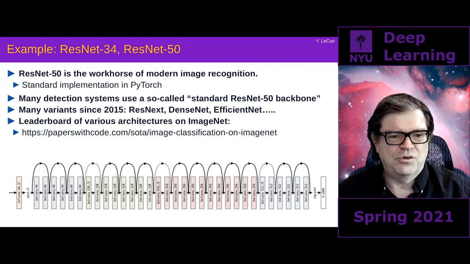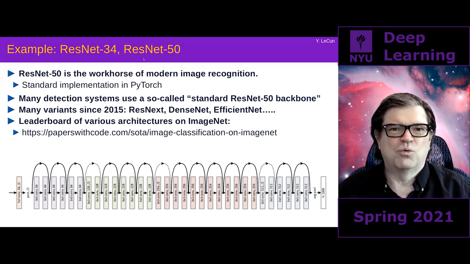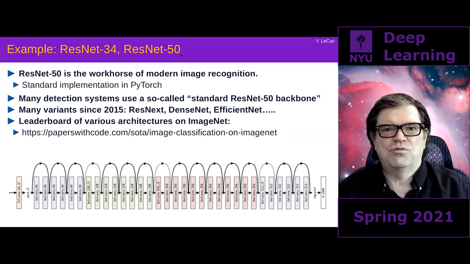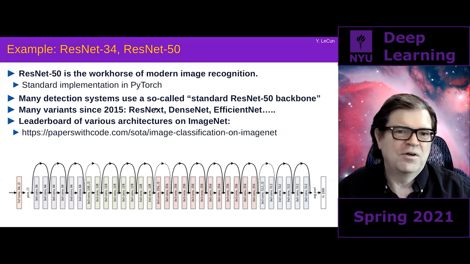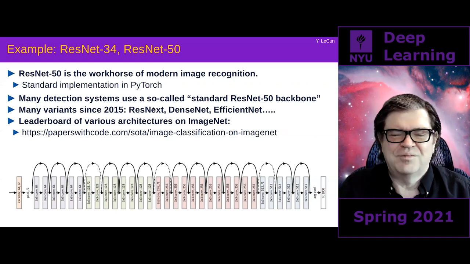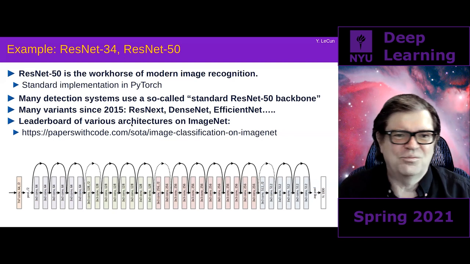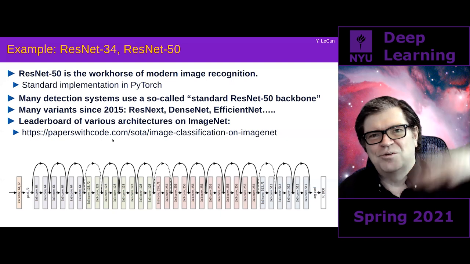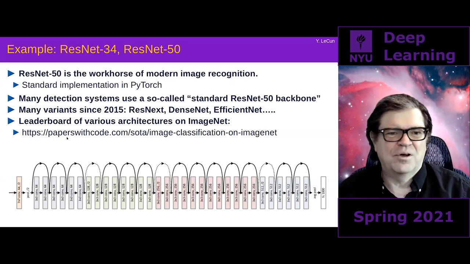This is a particular network called ResNet 34. But I would say the workhorse of image recognition, the thing that everybody uses or compares themselves to, is ResNet 50. This particular architecture is a class in PyTorch. You can just build ResNet 50 without thinking about it. There are a lot of variations of this, and you can go to this URL and check the current state of the art on ImageNet.